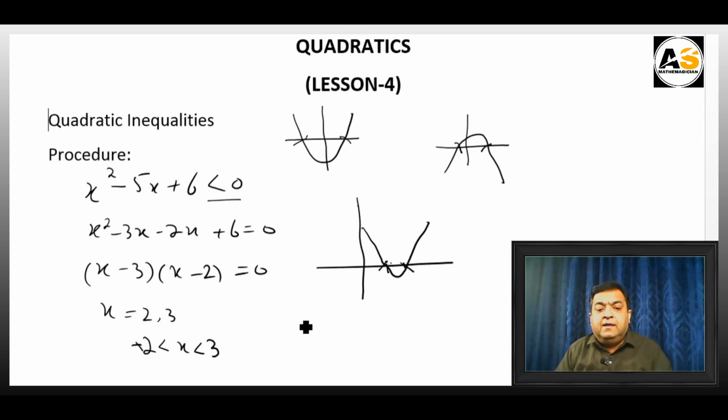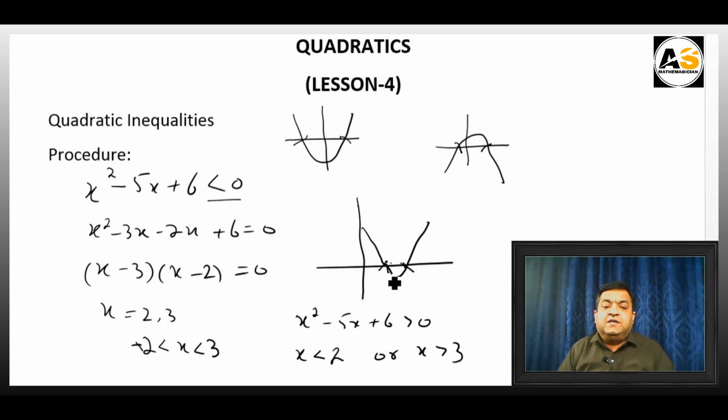Had this inequality been x square minus 5x plus 6 is greater than 0, we would write x is less than 2 or x is greater than 3. This is the simple process. We just have to imagine the graph. We don't even need to draw this graph. We just need to find the roots, and with the help of the roots, for the graph of the first kind, the quadratic polynomial will be negative between these two roots and it will be positive beyond the roots.